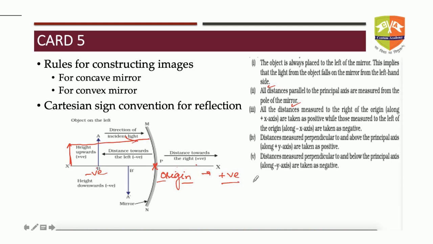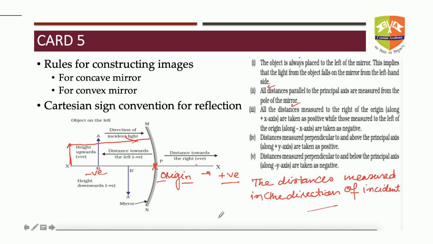Center of curvature is nothing but the center of the sphere from which the mirror has been taken. If the sphere is something like this, and the mirror is a part of it, and its center is over here, then this particular point C, the center of the sphere from which this mirror has been taken out, is known as the center of curvature. Then there is something called the principal axis. The principal axis is nothing but a line joining the center of curvature and the pole. So this line PC is known as the principal axis.